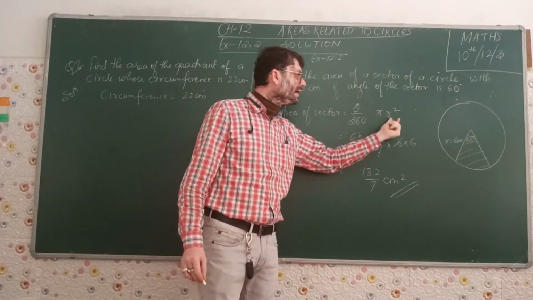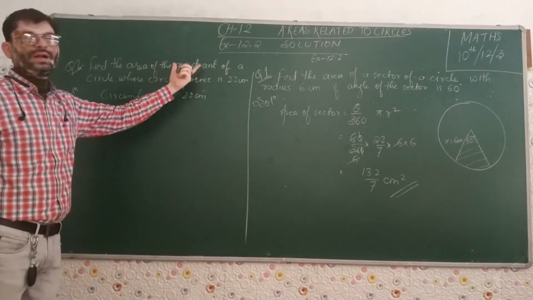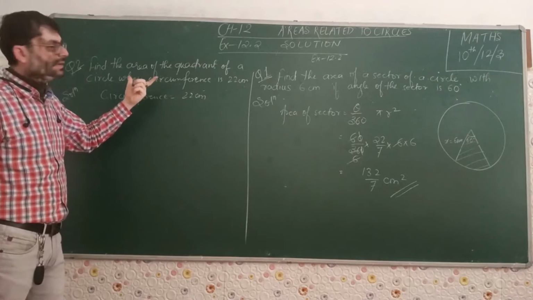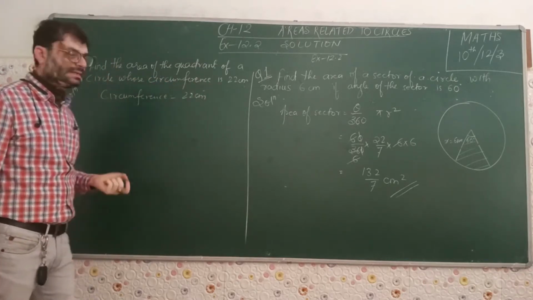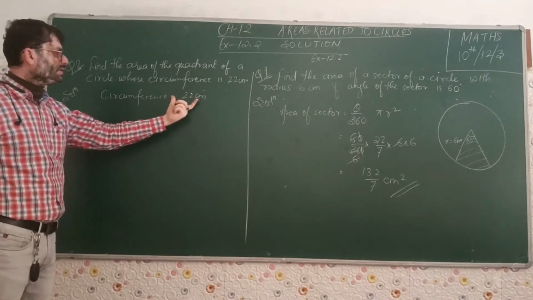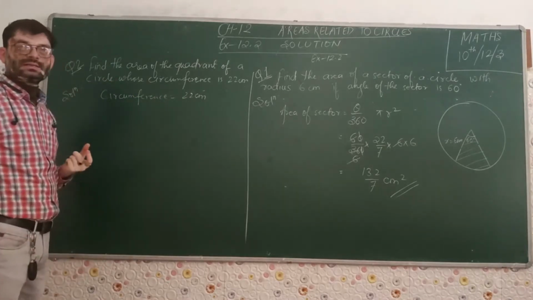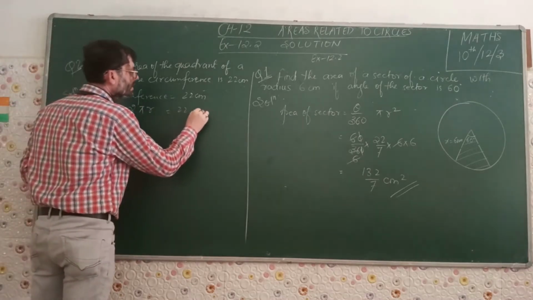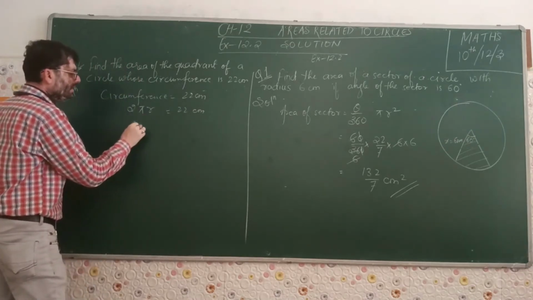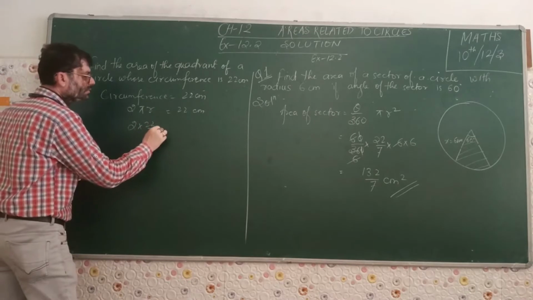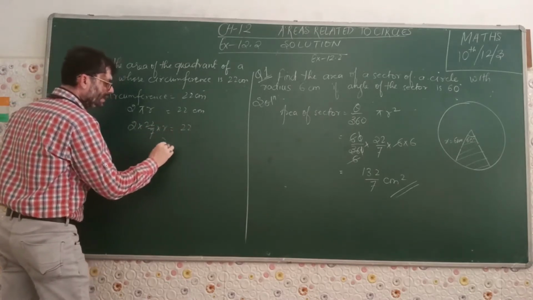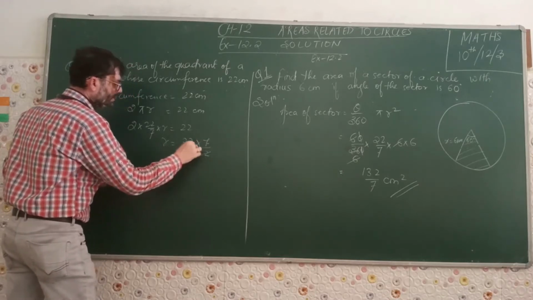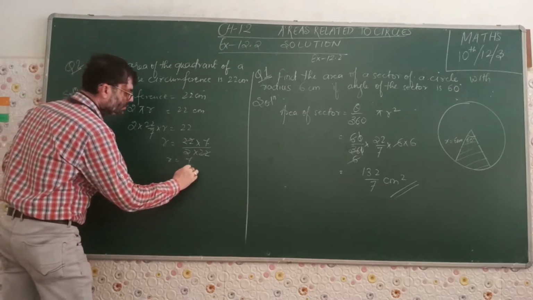We need two things. One is theta and one is r. We have theta in the quadrant, that is 90 degree. We don't have r. We need to get that r from the next condition that is given in the question, that circumference is 22 centimeters. So when circumference is given as 22 centimeter for the circle, we know that the circumference of the circle is given by 2 pi r and this is equals to 22 centimeters. Substituting the value of pi, 2 into 22/7 into r is equals to 22. Then r is equals to 22 into 7/2 into 22, 22 is cancelled. So r is equals to 7/2 centimeters.